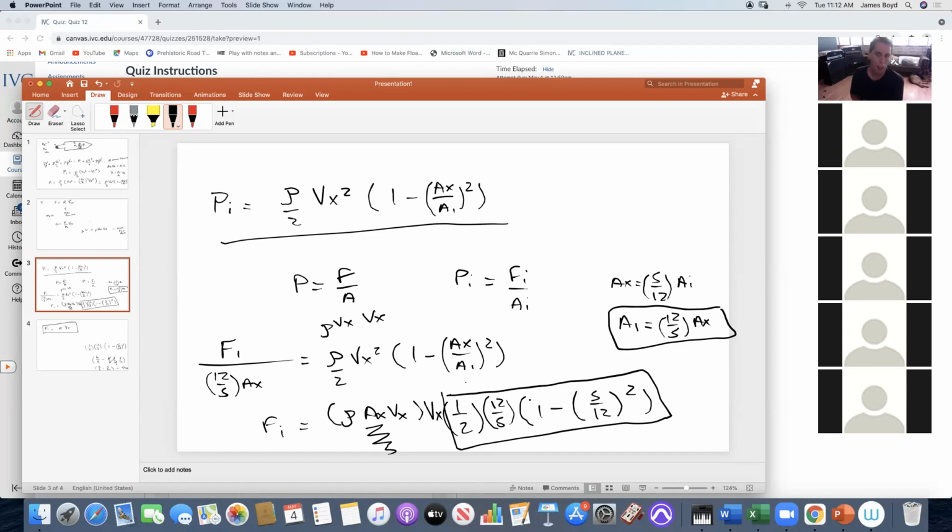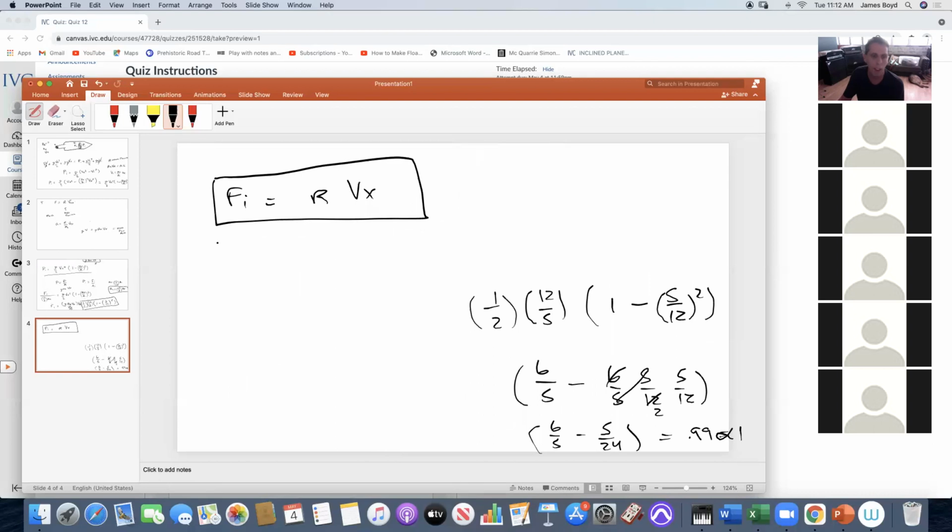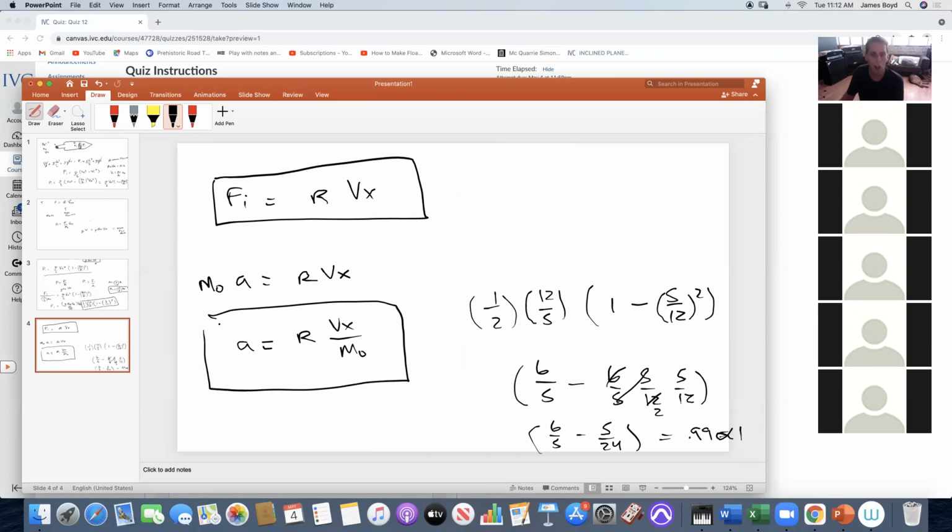And so what we're left with, are you good, Lucas? Yeah, so then what we're left with is F1 equals rho AX VX squared. But rho AX VX is the mass flow rate, which we called R when we did the rocket equation. So this becomes R VX, and all this becomes 1. So we're left with that. Remember that this is M naught, not A. R VX, so A is R VX over M naught, where R is not a radius.